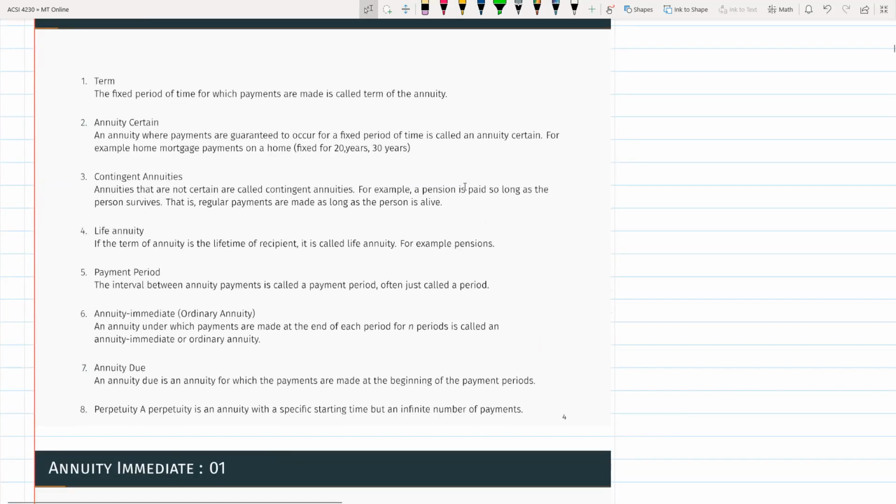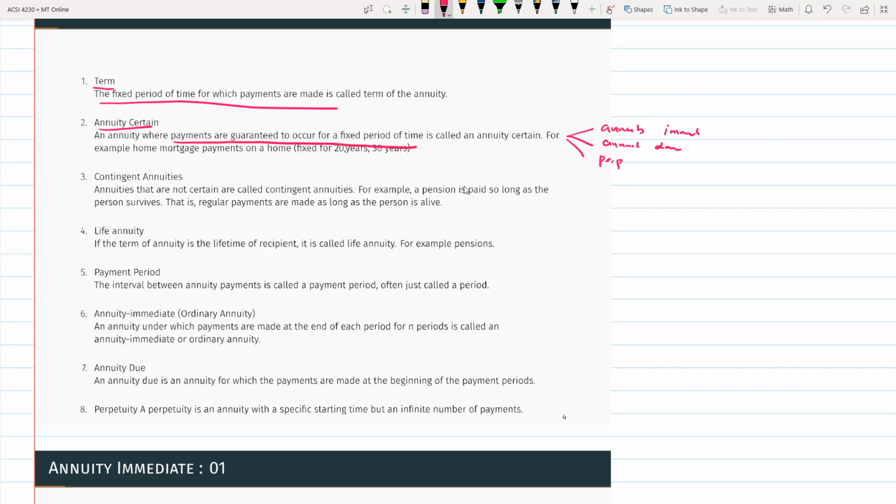So in this slide, you will learn notations you will see in the annuity chapter. First, term, what's the term? The fixed period of time for which payments are made. Annuity certain, that means the payments are guaranteed to occur for a fixed period of time. So those are called annuity certain. And this you can divide actually into three: annuity immediate, annuity due, and then perpetuity.